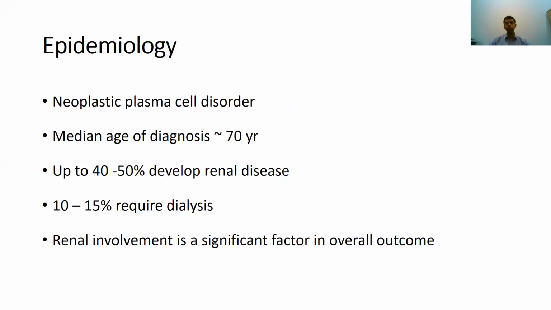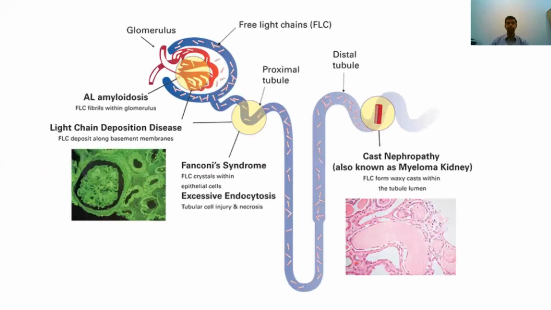So myeloma is a neoplastic plasma cell disease, commonly seen in the elderly, around the age of more than 60 to 70 years. Around 50% of these patients will develop kidney disease because of the myeloma, and up to about 15% actually develop kidney disease requiring dialysis as well. Once your kidneys are affected with myeloma, this becomes a significant risk factor for the overall outcome for these patients.